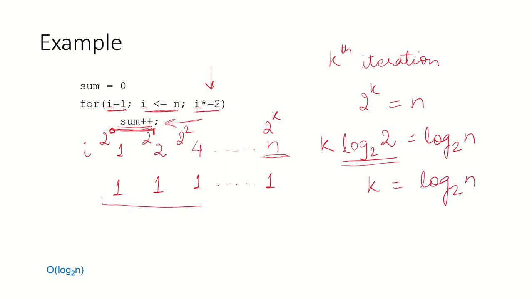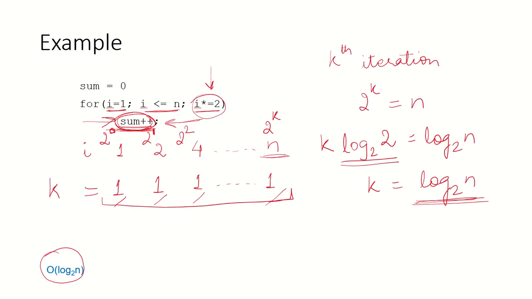And how many times was that computed? This statement was executed 1 plus 1 plus 1, k times. So the sum of this was k. And what is the value of k? Log n. That means this statement is taking log n time. That is why we say that the complexity of this algorithm is log n.